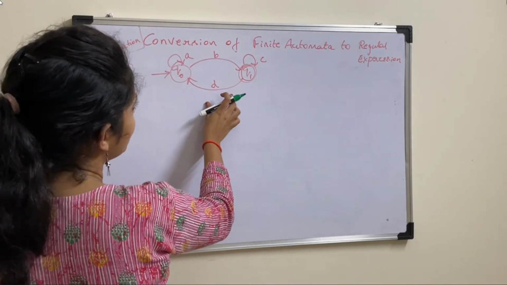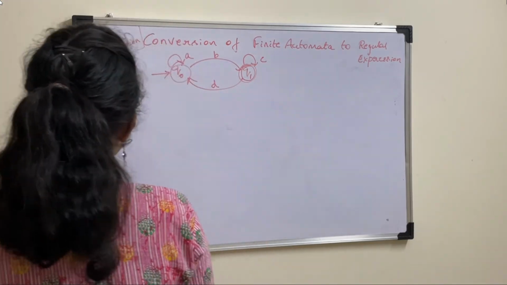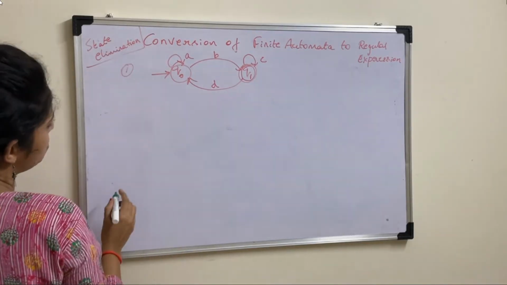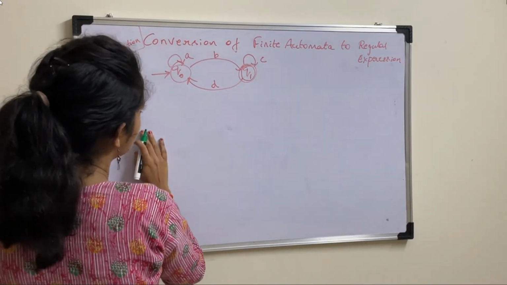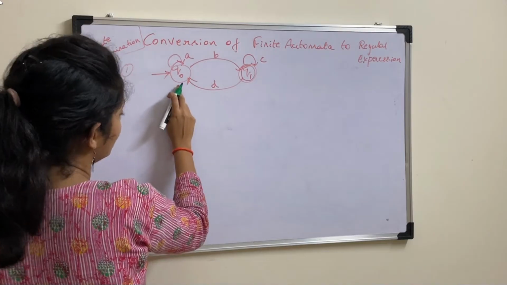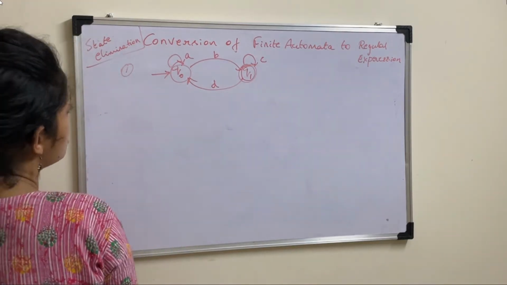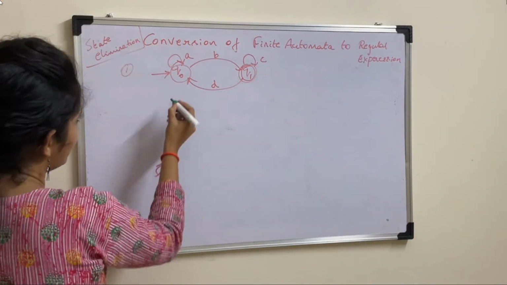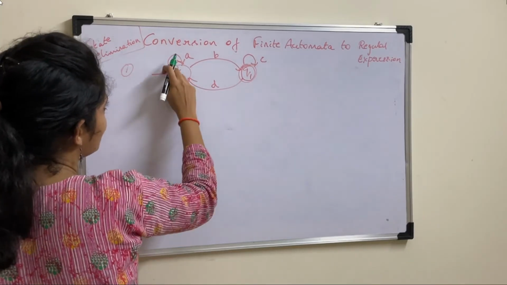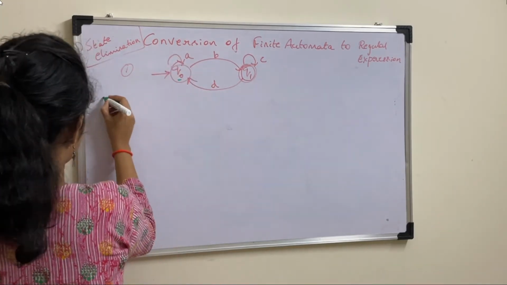This is a finite automata given and we need to convert it into a regular expression by using the state elimination method. So what is our first rule? Here you need to check whether the initial state contains any incoming edge or not. Yes, if you observe this Q0, it is having an incoming edge.